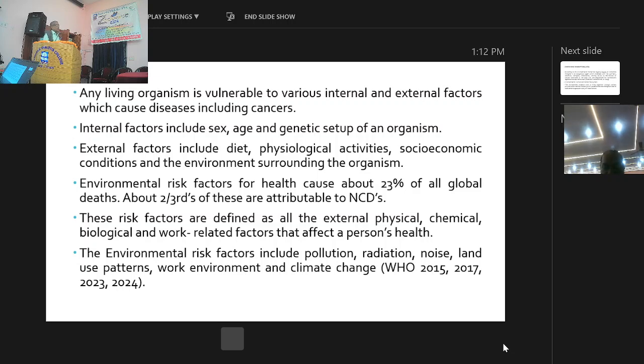The environmental risk factors include pollution, radiation, noise, land use patterns, and our civilization. Our development is happening, and unplanned urbanization is developing all around, which ultimately affects our health. The work environment, in which environment and how we work, plays an important role. And the climate change also, as per reports given by the World Health Organization. Next.